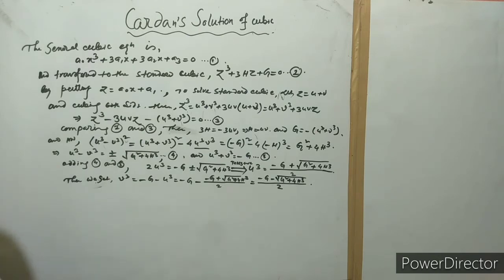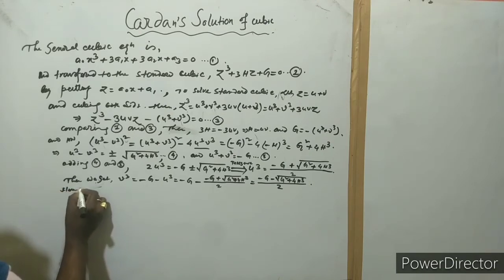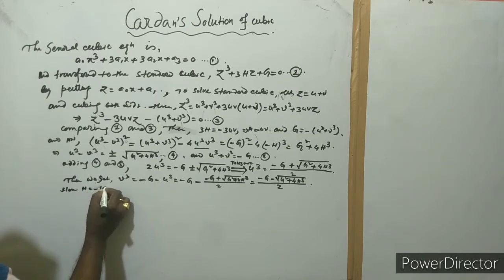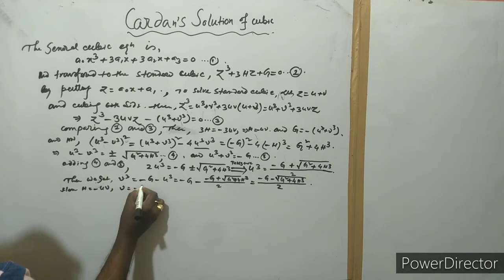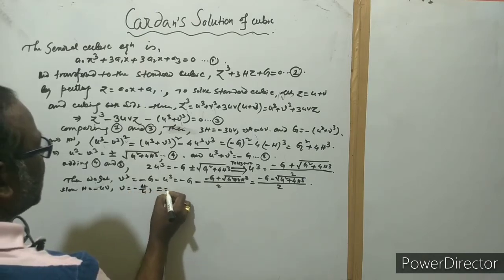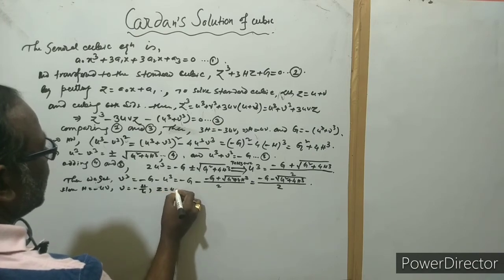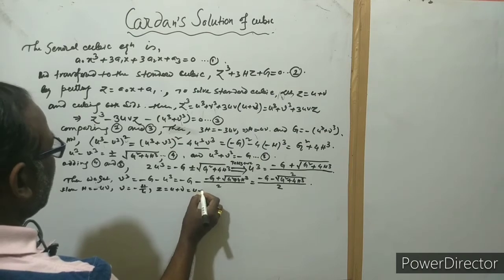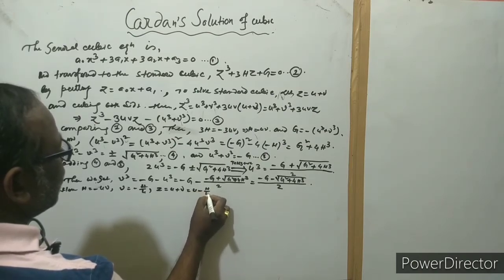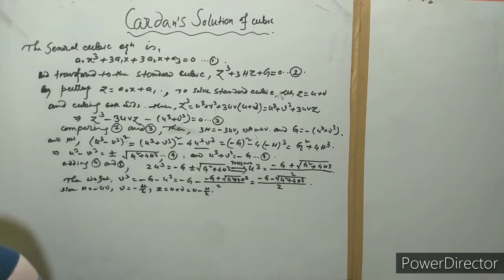So here h is equal to minus uv, so v is equal to minus h by u, and z is equal to u plus v. Therefore z is u minus h by u.